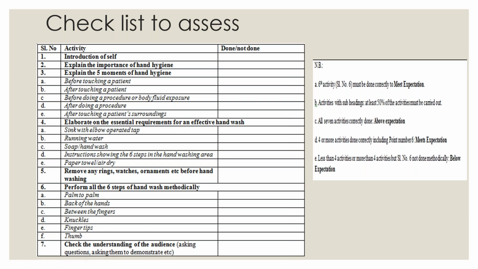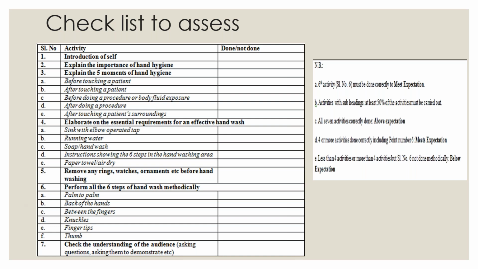before hand washing. The sixth is to perform all the 6 steps of hand washing methodically, one after the other. This is important because all the 6 steps have to be shown by the participating student in order to be marked as successful: palm to palm, back of hands, between the fingers, knuckles, fingertips, and thumb. And lastly, we expect our participating student to check the understanding of the audience either by asking questions or by asking them to demonstrate.